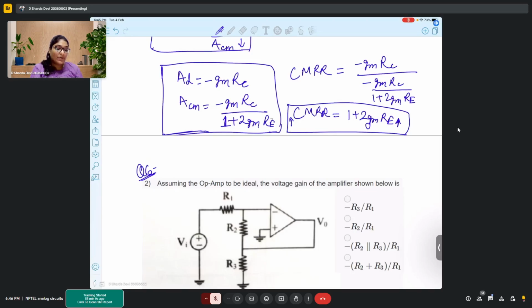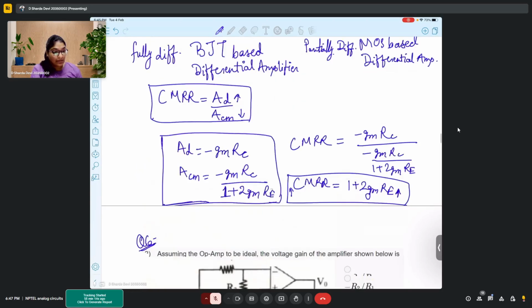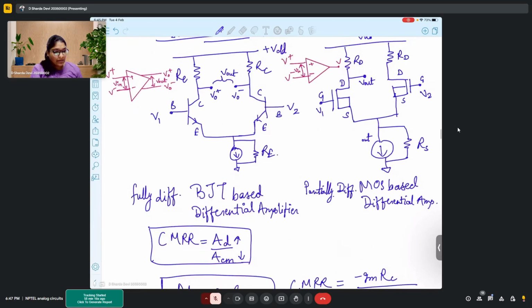So you are talking about the methods to reduce it, right? We can only reduce it through RE by increasing RE. No, if a common mode signal is present in the circuit, from where is it going to go out of the circuit? If a common mode signal is there, you will see the impact in the output, right? How will you reduce it?